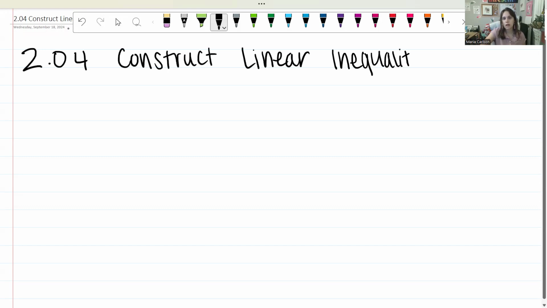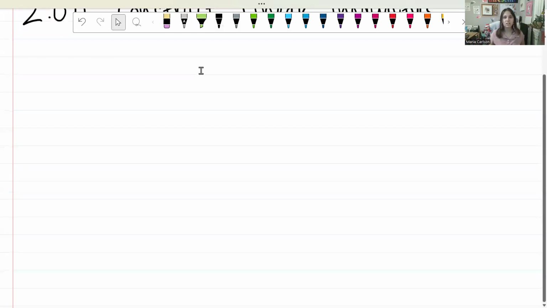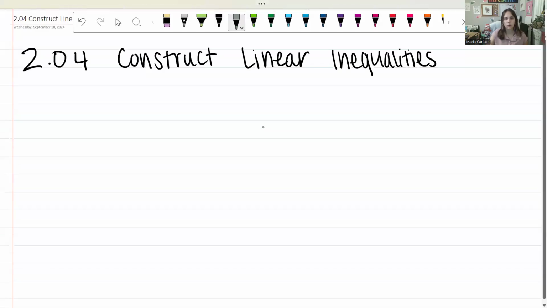So the first thing I want to talk about, and what first when we say construct, generally this is talking about from a word problem. So we need to know some kind of key words that go along with our inequalities. Key inequality words.